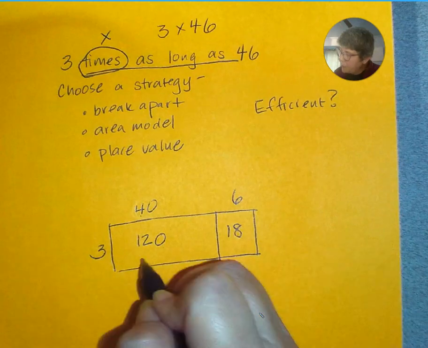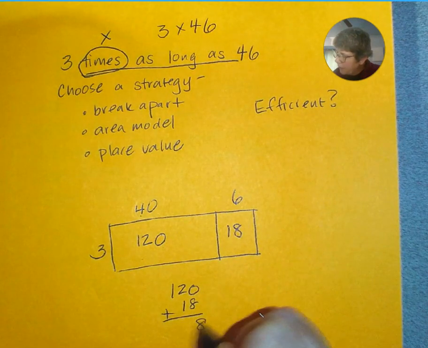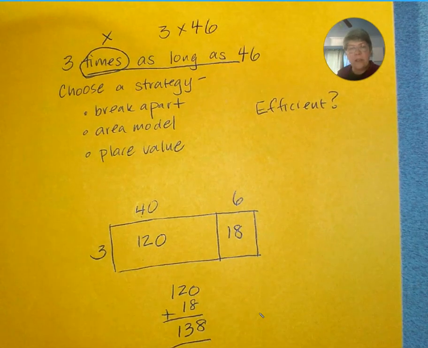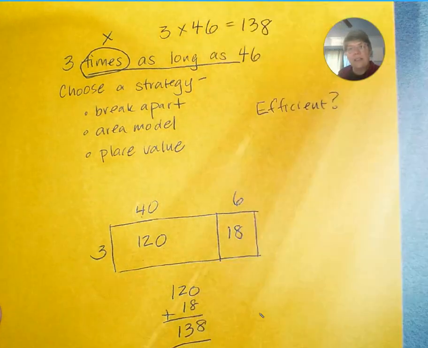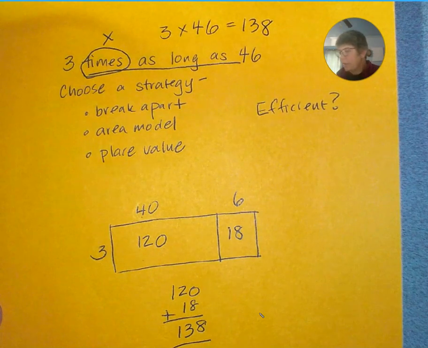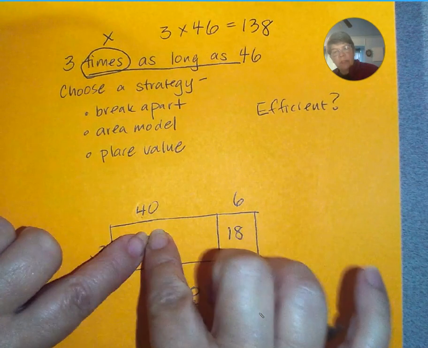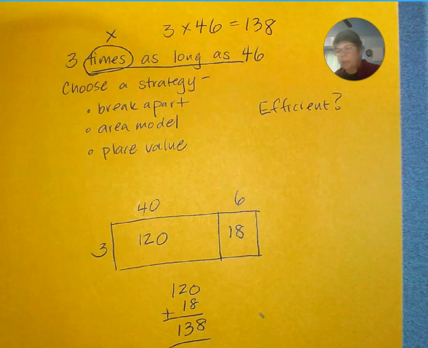And then I'm going to put those two back together. 120 plus 18 is 138. So 3 times 46 is 138. All right, does that feel efficient to you? Do you understand how to do it? Can you bring those two numbers together and multiply them there? All right, what works for you is the strategy you're looking for.